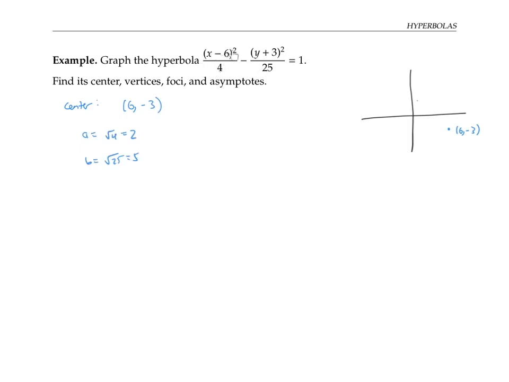Since the x term is positive and the y term is negative, the hyperbola is going to be oriented standing up, this, with a horizontal transverse axis. The distance from the center to each vertex is given by the number a, which is 2. So the left vertex will have coordinates (4, -3), and the right vertex will have coordinates (8, -3).